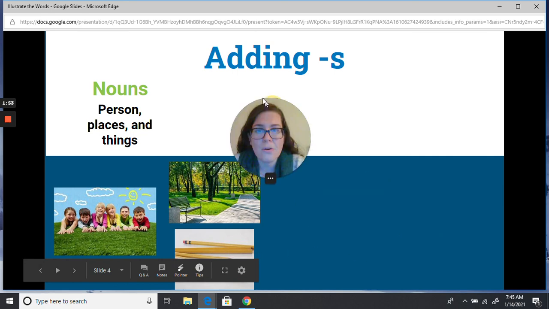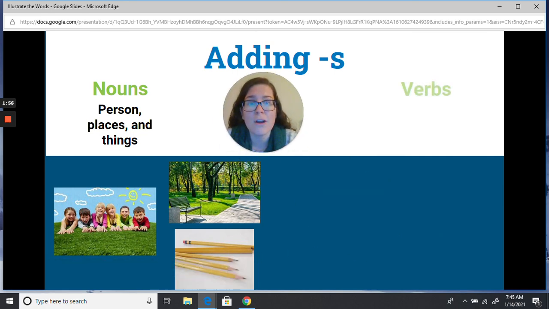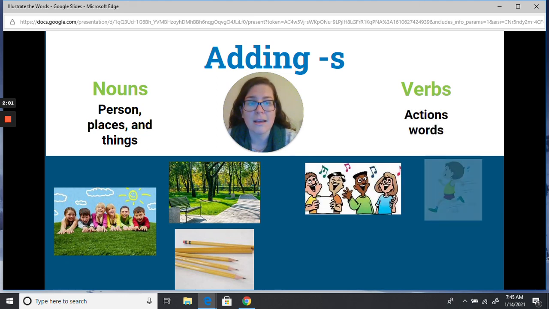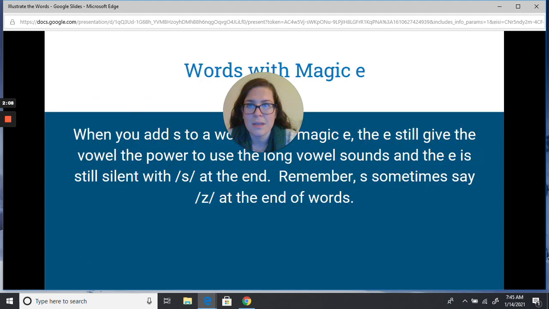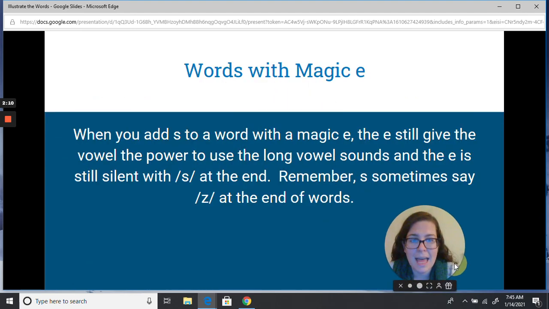Now you can also add an S to a verb, and verbs are action words. So words like sing, run, jump, and when you add an S to a verb, it means it's happening right now in this very moment. So when we add an S to words with a magic E, the E still gives the vowel the power to use the long vowel sound, and the E is still silent with an S at the end. Remember, S sometimes says Z at the end of words.